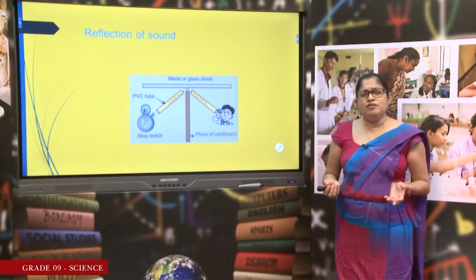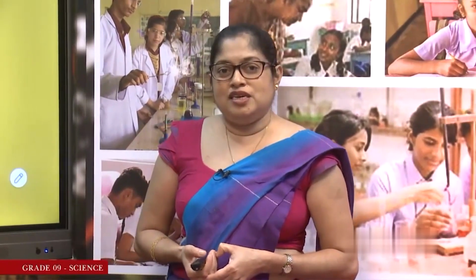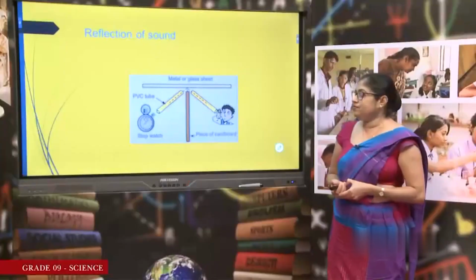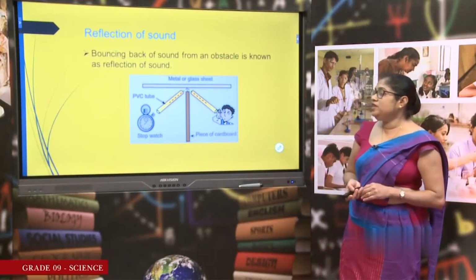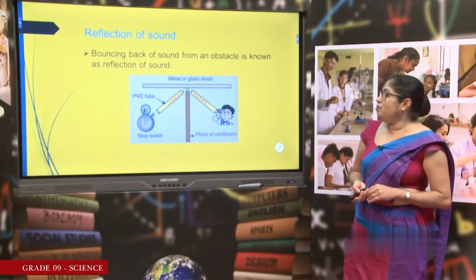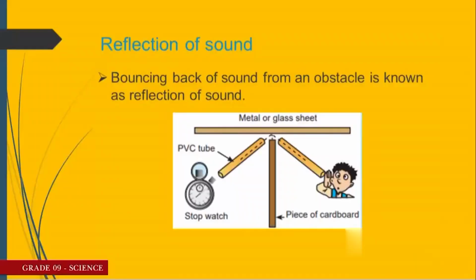So, what will happen when we speak? Does the sound also get reflected by the wall? The answer is yes. So, the next part of the lesson is reflection of sound. Let me define what the reflection of sound is. Bouncing back of sound from an obstacle is known as reflection of sound. So, sound is reflected when it strikes a surface.